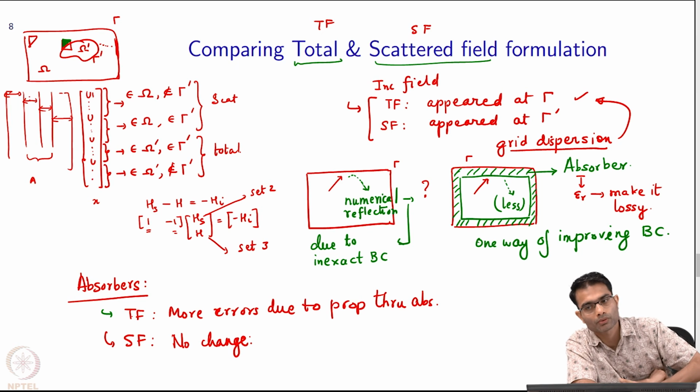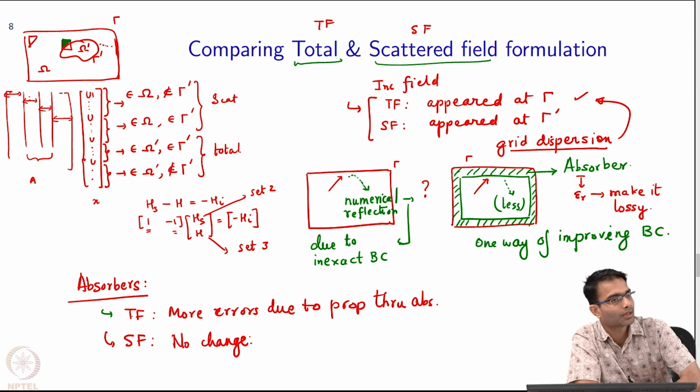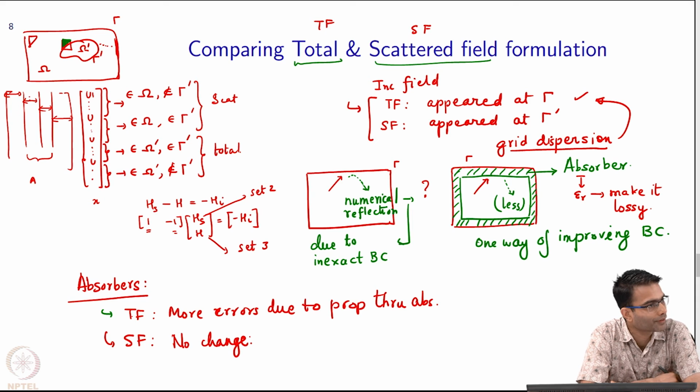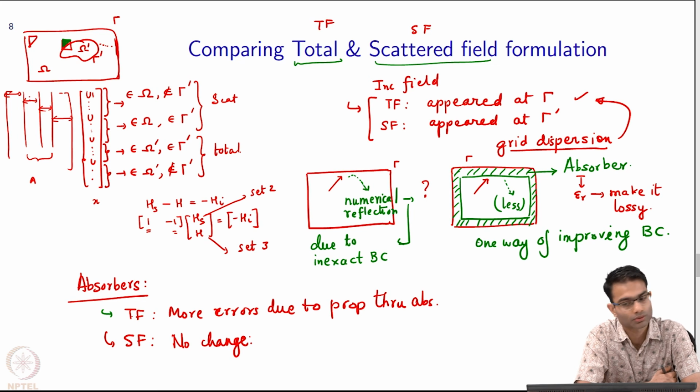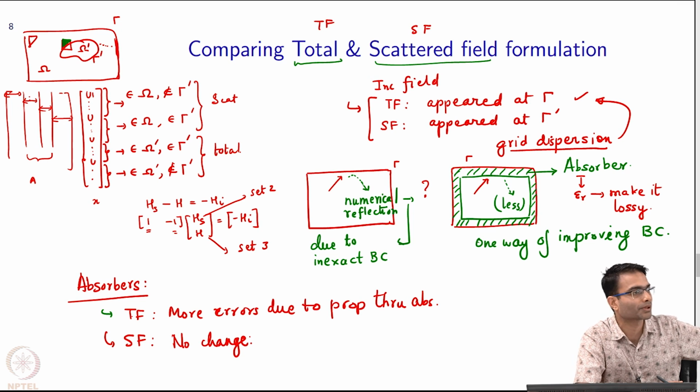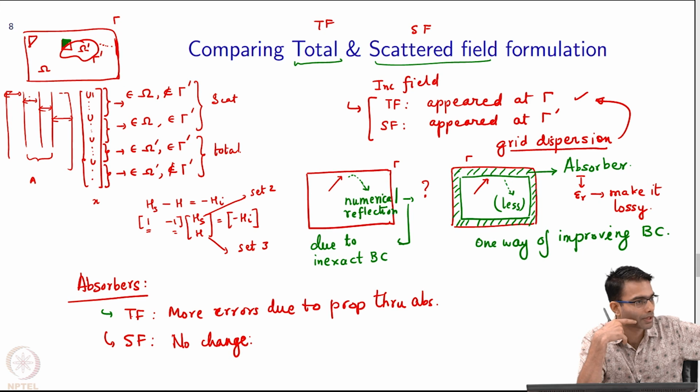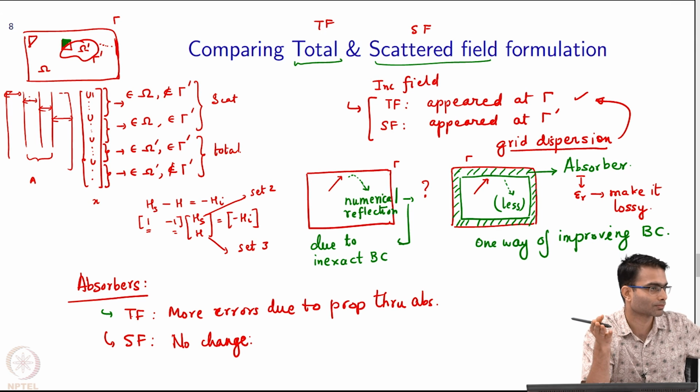So, given a choice, it is easier to code total field formulation. So, many times that is the first thing you would code, and that is useful as a reference solution. Then if you want to actually use your code for some serious work, it is better to switch to scattered field formulation, because then you can keep improving your boundary condition, right. Adding an absorbing layer is trivial. What is there in code, right? You just have to introduce some loss, okay.